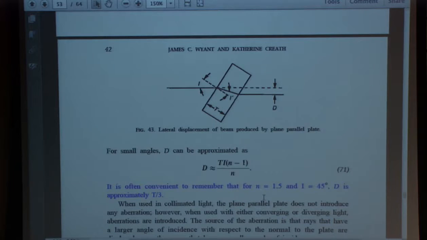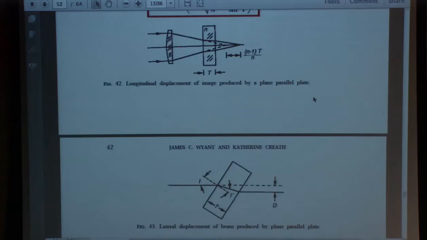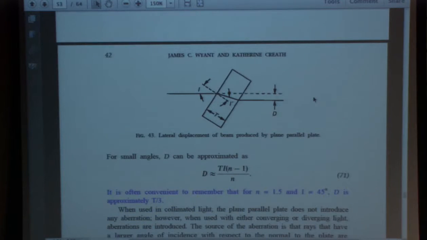If I put in that n is 1.5, and the angle of incidence is 45 degrees, which is so common, it turns out that D here will be approximately the thickness over 3. Okay. And that's something to remember, T over 3, and you can impress your boss someday by that, maybe.